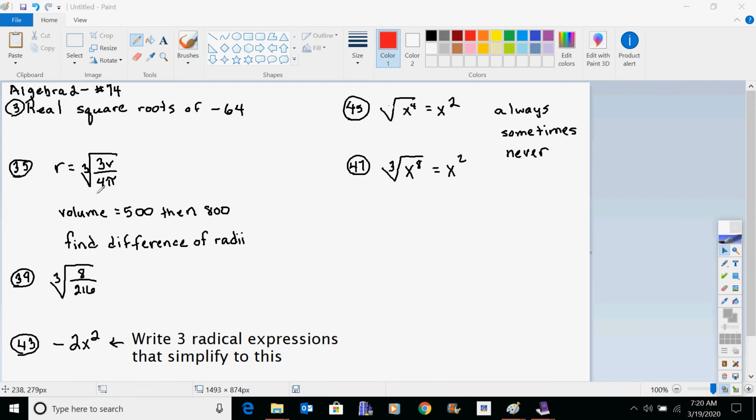Looking at the other one, this one right here, we have a formula for finding the radii. If the volume is 500 and 800, I took the word problem and simplified it greatly so that you could take a look at it. Really what you would need to do for this problem is plug in 500 for V. So you would take the cube root of 3 times 500 divided by 4 pi.